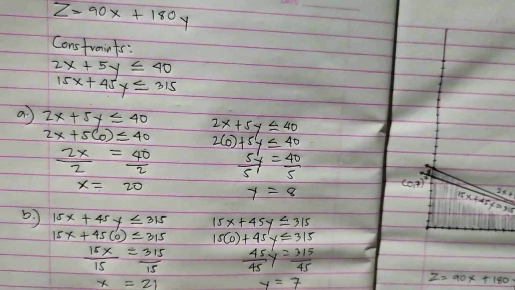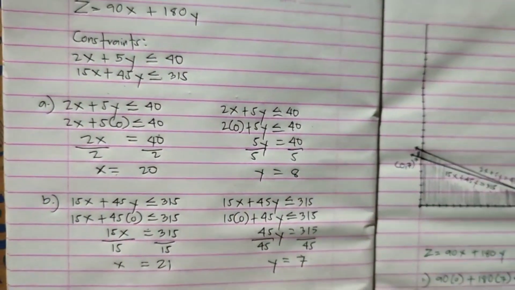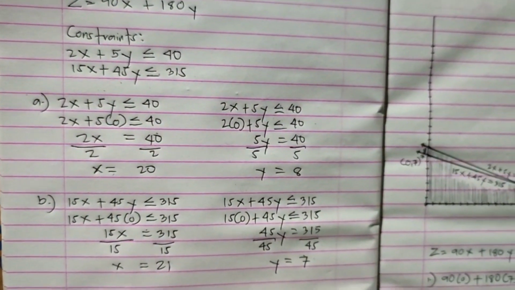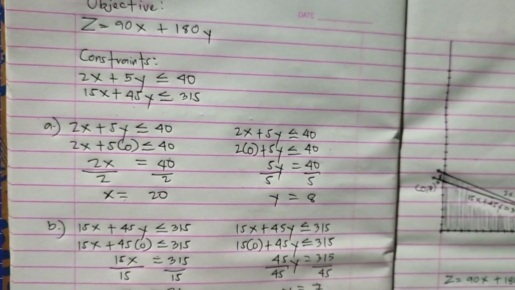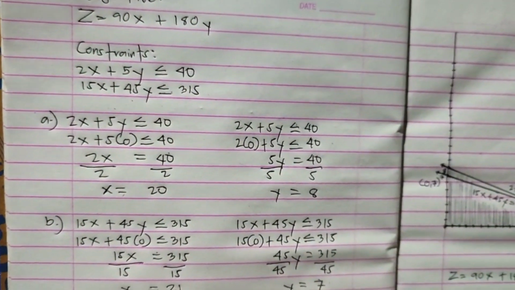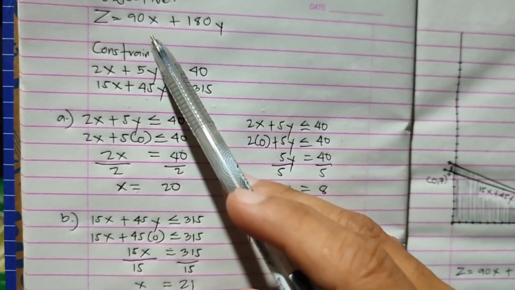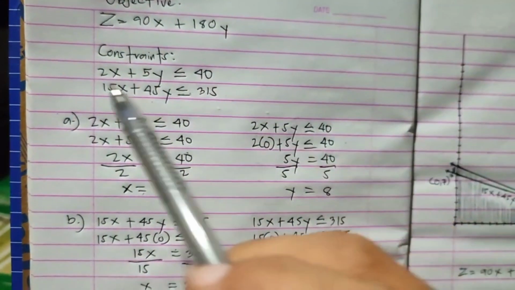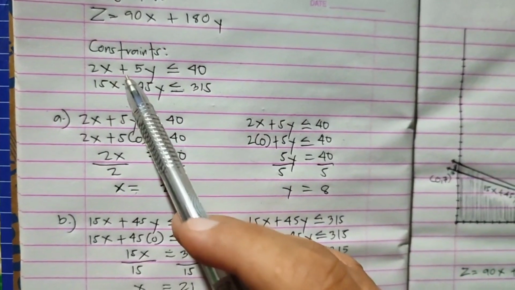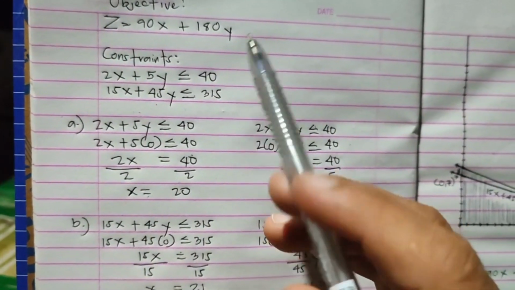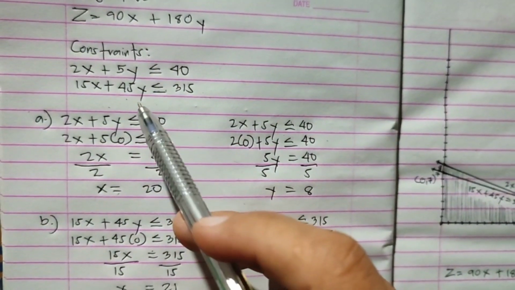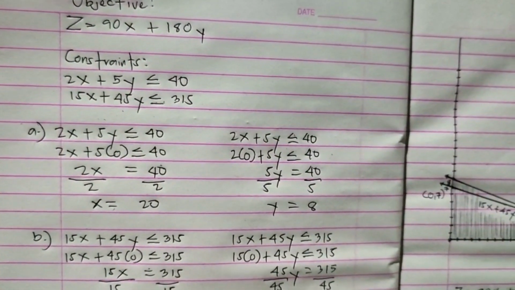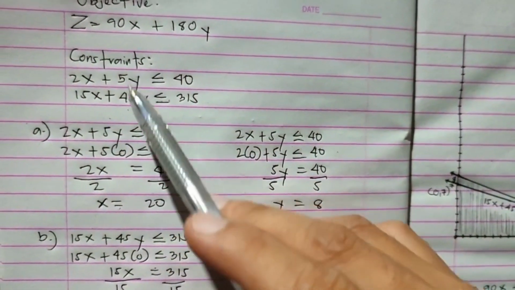So here's another problem. This problem is to maximize the profit. So I hope you can see the problem. So the objective function is z equals 90x plus 180y. So we need to maximize the profit, the sales. The constraints are 2x plus 5y is lesser than or equal to 40, and 15x plus 45y is lesser than or equal to 315. So first we need to find the coordinates, the x and y, for these two constraints.